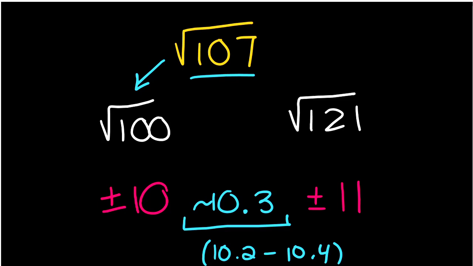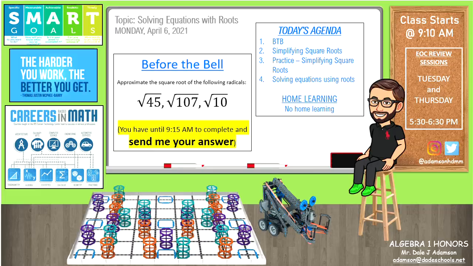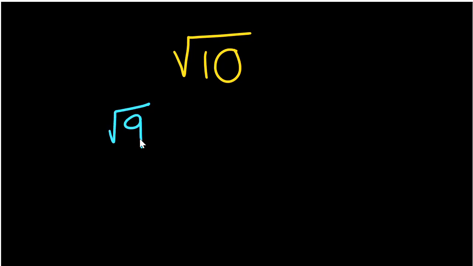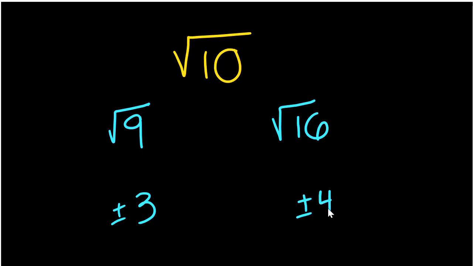All right, let's go check that last one here. Our last BTB is looking at the square root of 10. Okay, so let's look for that. We've got a root just below 10. We know a perfect square root at 9. The square root of 9 is plus or minus 3. And the next perfect square root above that is the square root of 16, which is plus or minus 4. And so the square root of 10 has to sit somewhere between those two perfect roots.